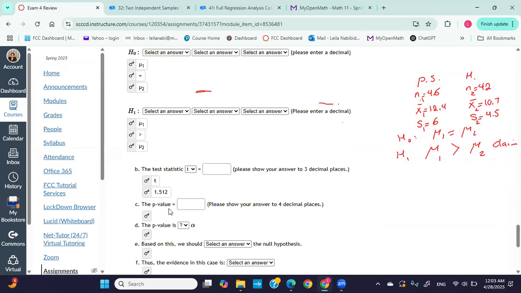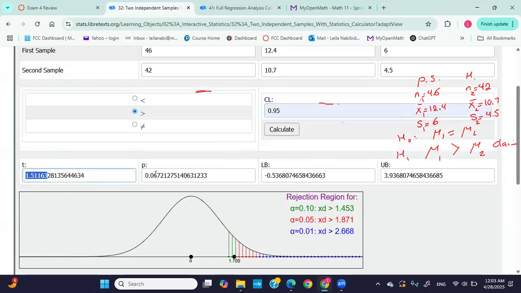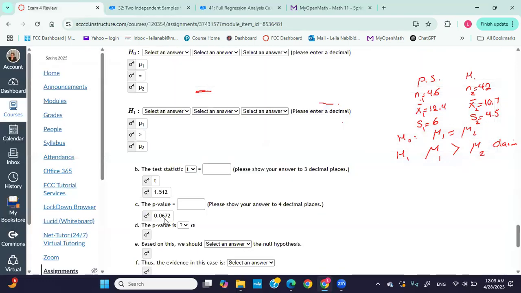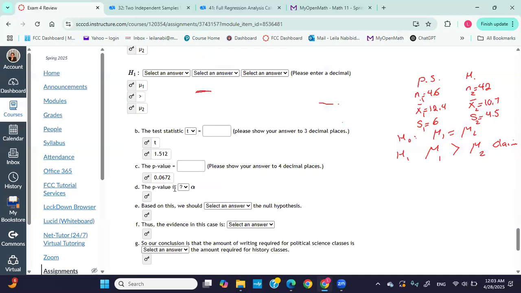It's asking about the p-value rounded to 4 decimal places. The p-value rounded to 4 is 0.0672. And this p-value is greater than alpha, because alpha was 0.05, but the p-value is 0.06, so it's greater than. And anytime the p-value is greater than alpha, we fail to reject the null. If it's less than, we reject. Greater than, fail to reject.